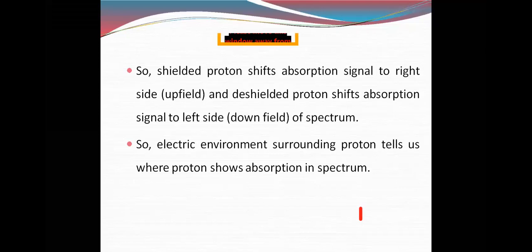The shielded protons show absorption signals on the right side, the upfield, and deshielded protons show absorption signals on the left side, the downfield. I have told you previously that a shielded proton is upfield, towards TMS, and deshielded means the left side, away from TMS. On the right side there is the TMS, which has a delta value of zero. So the electronic environment surrounding a proton tells us where the proton shows absorption in the spectrum. This is very important, as the electronic environment around the proton may affect the NMR absorptions.